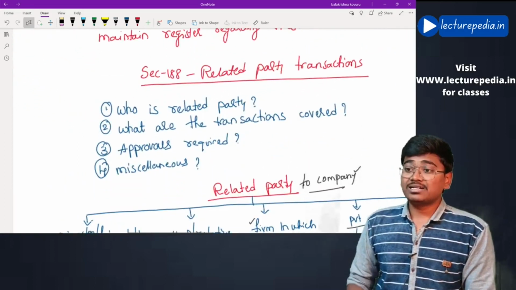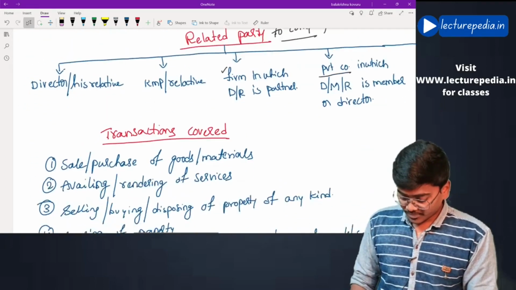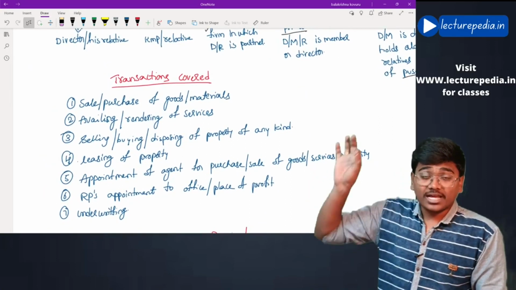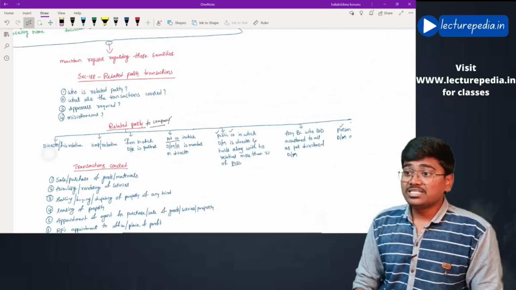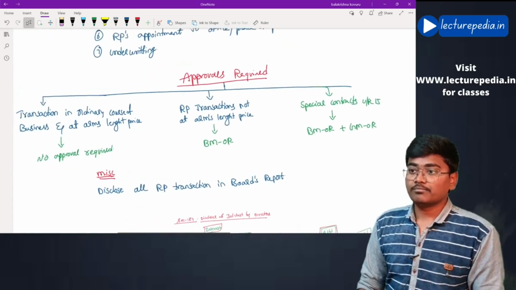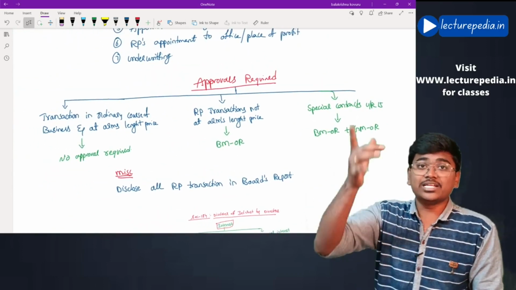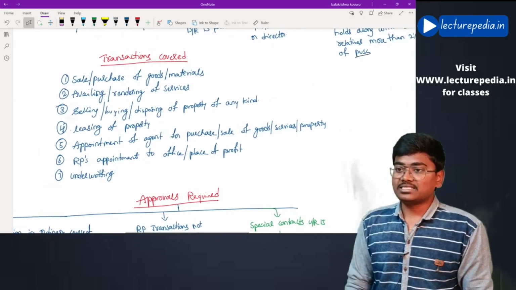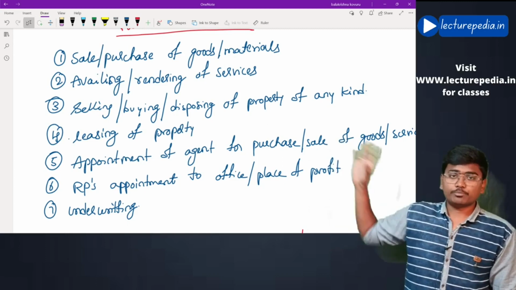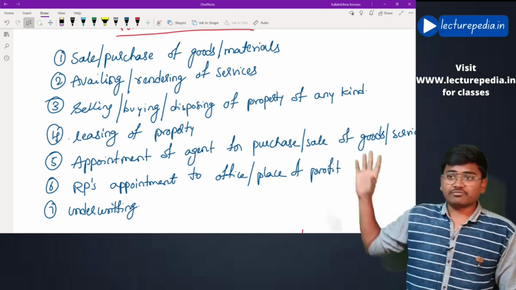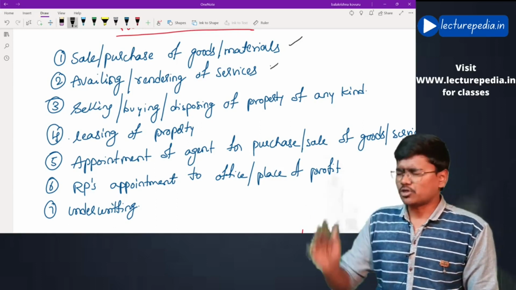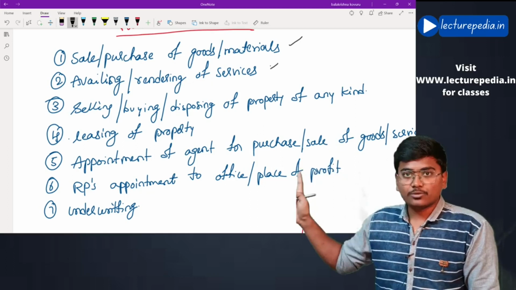Now we will see the transactions covered. That means if these transactions, that is these 7 transactions, are entered by company with these related parties, then following approvals are required. That is the idea of section. Now let us see the transactions covered. First transaction, sale, purchase of goods or material, availing or rendering of services. Okay, first one is related to goods or material, second one is related to services.